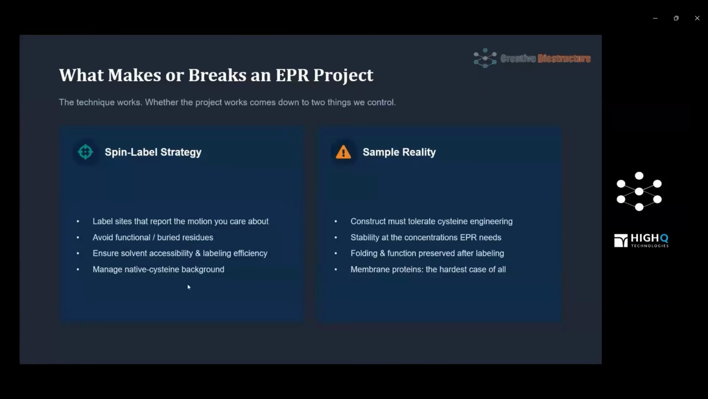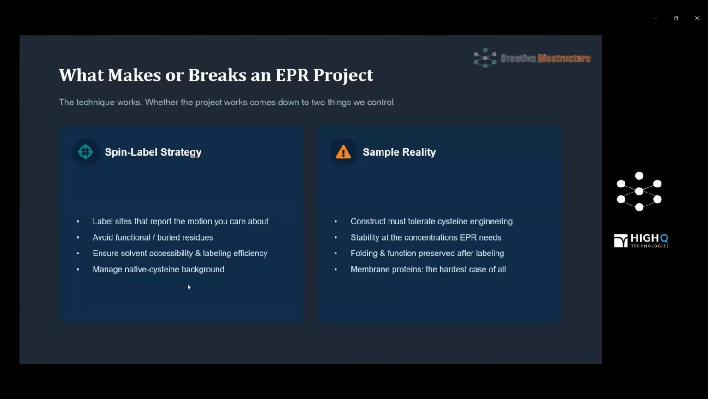I'd like to spend a few minutes on the practical side because I think that is where our perspective is most useful. The first is where the labels go. You don't label wherever it's convenient. The sites have to report on the motion you actually care about, which means the scientific question needs to be settled before a construct is ever made. Functionally important residues are off limits. Buried positions are a problem because if a site isn't solvent accessible, the labeling will have a low efficiency. And the native cysteines have to be accounted for.